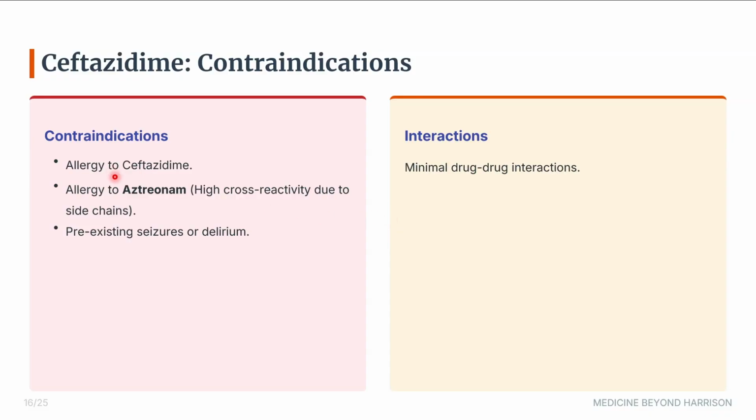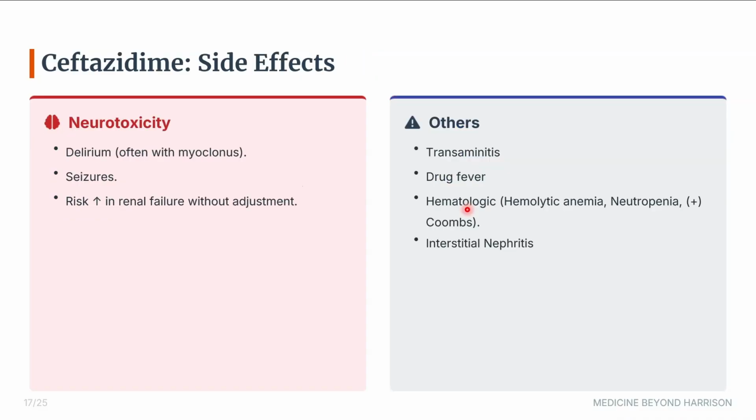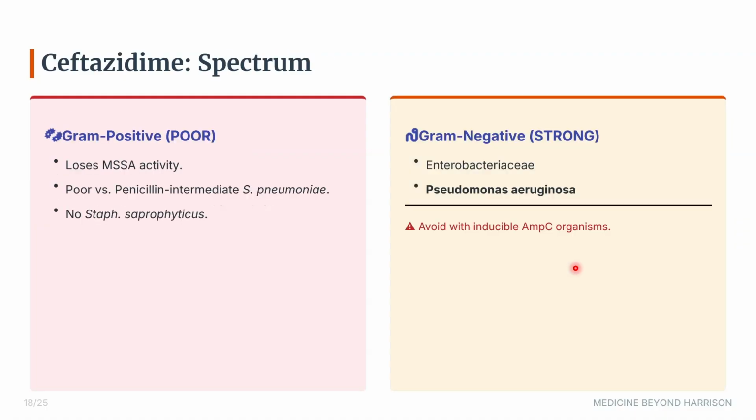Contraindications are mainly ceftazidime allergy and aztreonam allergy, with high cross-reactivity due to side chains, and pre-existing seizures or delirium. Try to avoid ceftazidime in these. Interactions: there are very minimal drug-drug interactions. Neurotoxicity is a very major adverse effect of ceftazidime. So in CNS infections, patients with seizure disorders, or patients already having delirium with myoclonus, try to avoid ceftazidime. Rarely, transaminitis, drug fever, hematological manifestations such as hemolytic anemia, neutropenia and Coombs positivity, and interstitial nephritis can occur in a few cases.